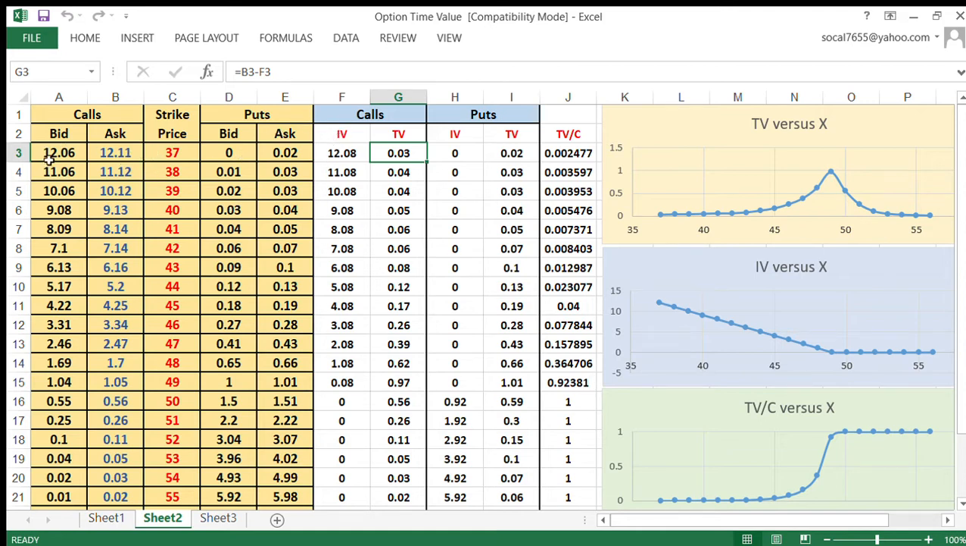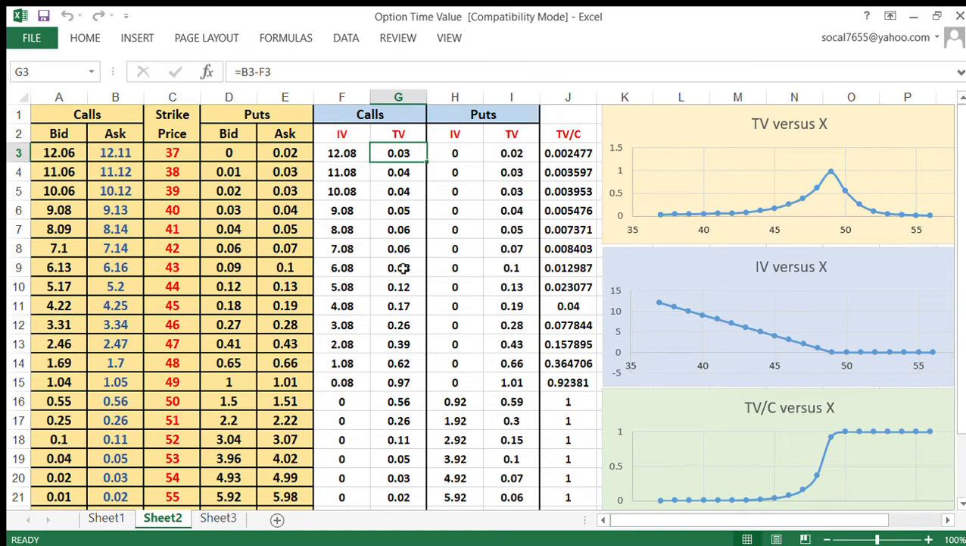It could be anything between 12.06 and 12.11. I'm just going to go with the ask, and the time value would be 3 cents, which is B3, the 12.11, minus F3, which is the intrinsic value of that call, 12.08, and so that's time value. And of course, you add 12.08 and 3 cents, and you get the assumed current price, which is the actual ask price, 12.11. Okay, and we do the same thing with the next one.